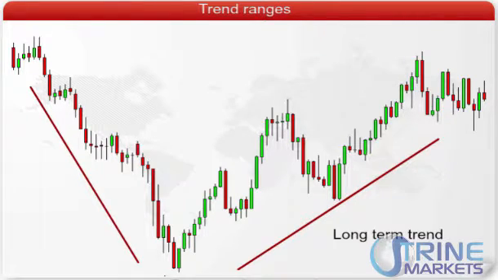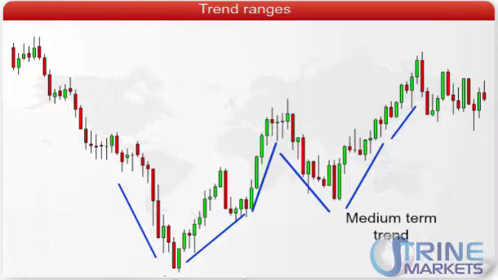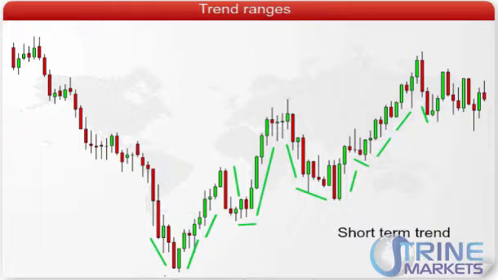Medium-term trend. This trend is also called the secondary trend. This trend is more sensitive than the long-term trend since it covers shorter time frames. This trend is influenced by economic factors, but to a lesser degree than the long-term trend. Short-term trend. This trend is also called the minor trend. This trend is much more sensitive than the longer-term and the medium-term trends. The short-term trend is the most volatile of all and is mostly influenced by the day's news.